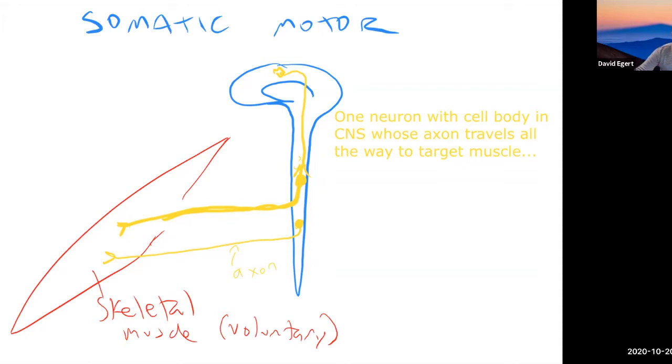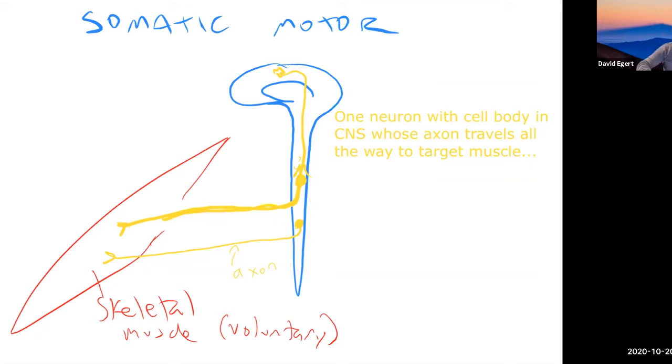So one neuron goes all the way from the CNS to the target muscle, which is going to be different when we get to the autonomic, where you have a chain of two neurons before you get to the target muscle.